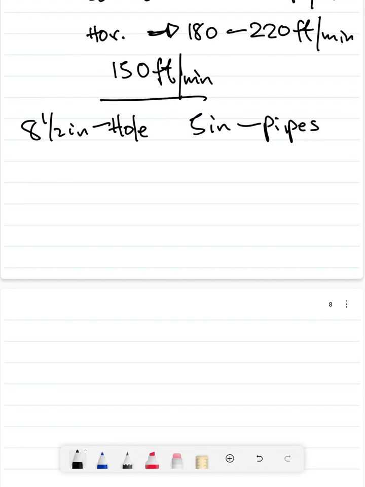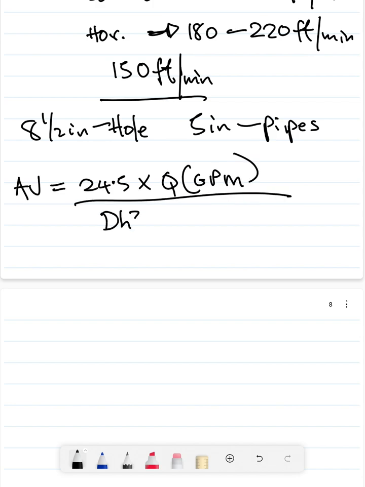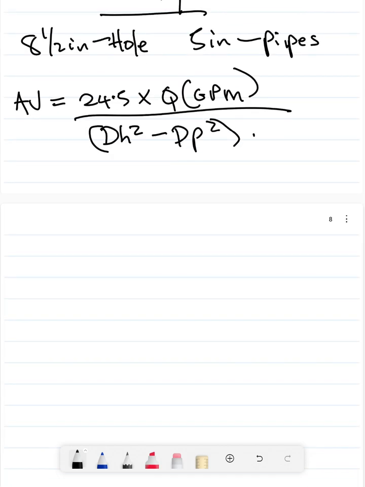So quickly, let's go back to the equation. Recall that annular velocity is equal to 24.5 times your flow rate, but it has to be in gallons per minute, all over diameter of the hole squared minus diameter of the pipe squared. So having known that, let's make the flow rate subject of the formula here.